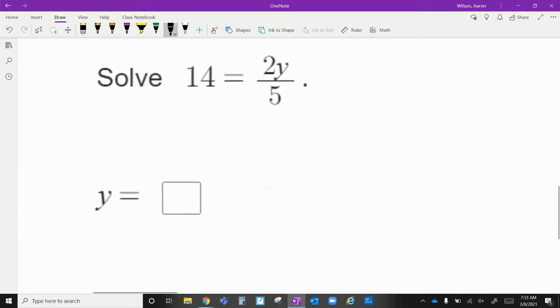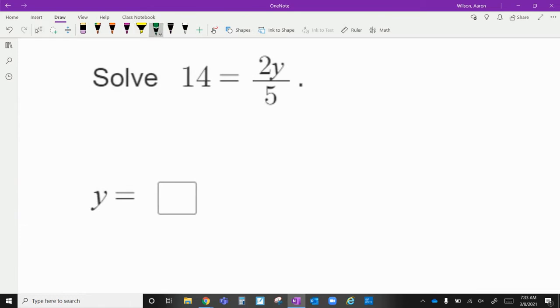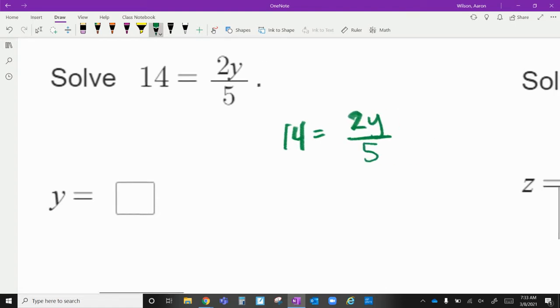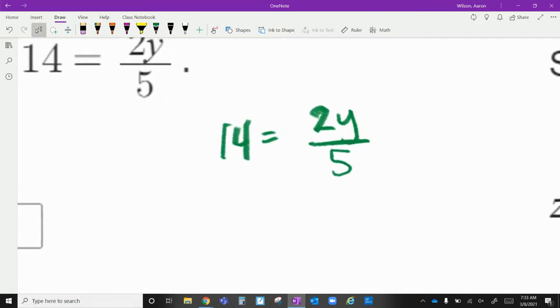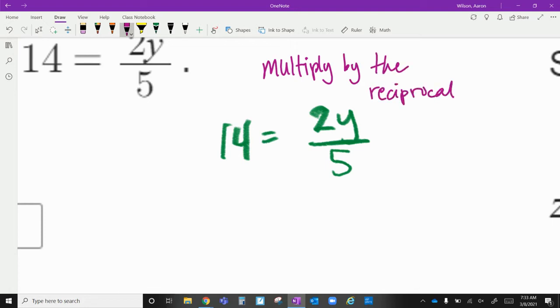On into a more challenging problem. You have 14 is supposed to be equal to 2y over 5. Now, 2y over 5, that really means 2 times the y, but then dividing it by 5. So here's a little trick. We are going to multiply by the reciprocal. And remember, reciprocal is a fraction that gets flipped. And I'm going to show you why it works.